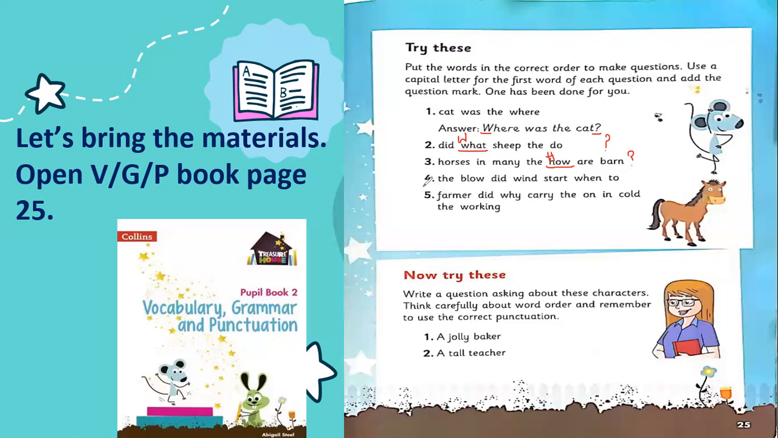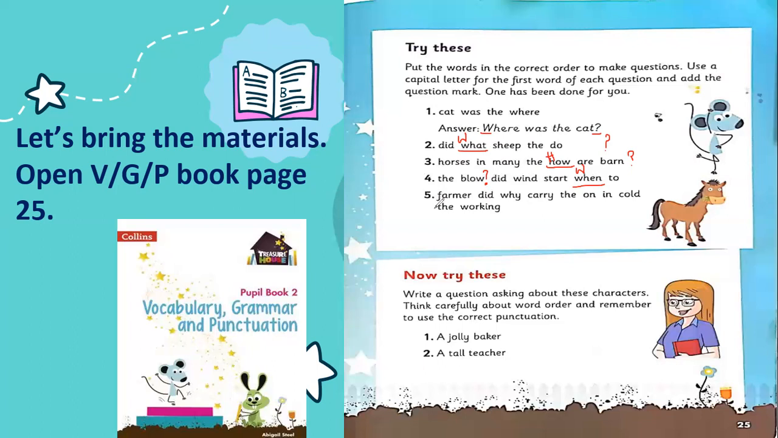Now number 4. You definitely are going to start with when. So we start with a capital letter for W. So this one says, when did the wind start to blow? When did the wind start to blow? So at the end, blow should end it and we put a question mark.